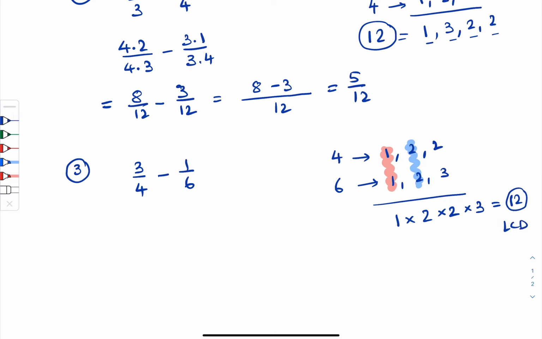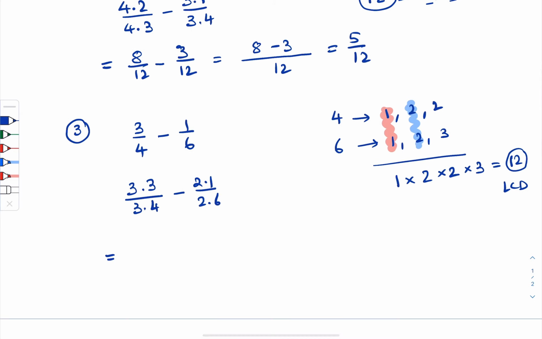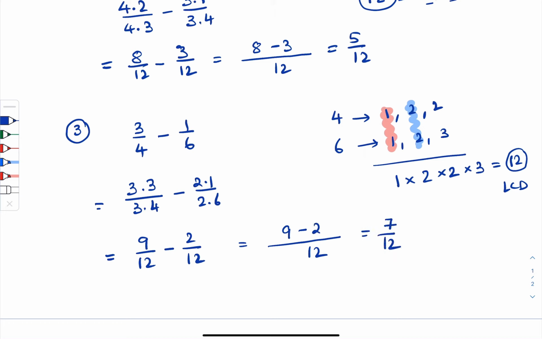Now if I look at the first denominator, 4 times 3 is 12, so that fraction gets multiplied by 3. 3 times 3 over 3 times 4. The second denominator, 6 times 2 is 12, so it gets multiplied by 2. 2 times 1 over 2 times 6. And that gives me 9 over 12 minus 2 over 12. Now I can write the 12 only once because the denominators are the same, and then write 9 minus 2, which gives us 7 over 12 as the simplified answer.